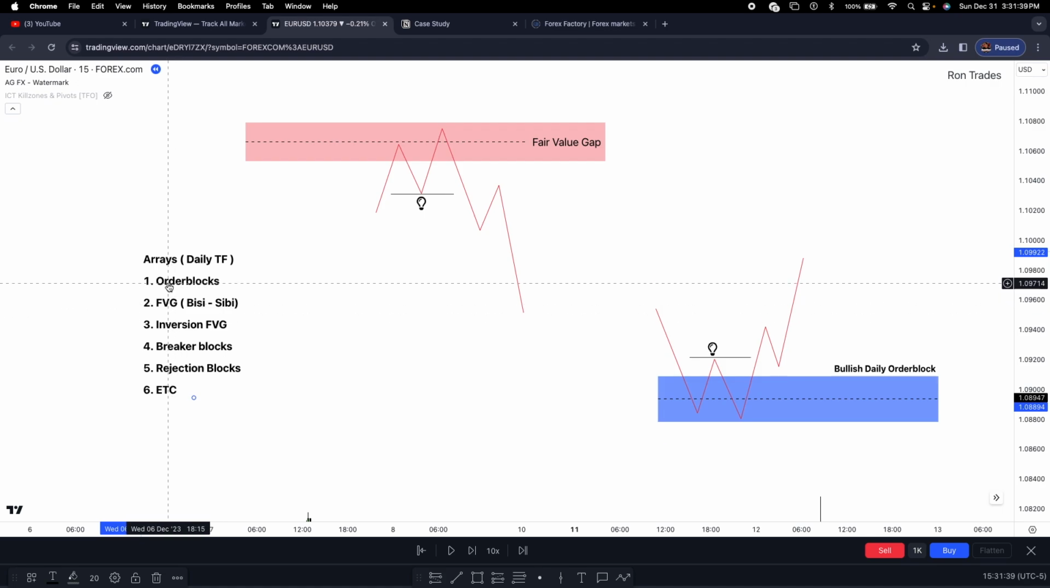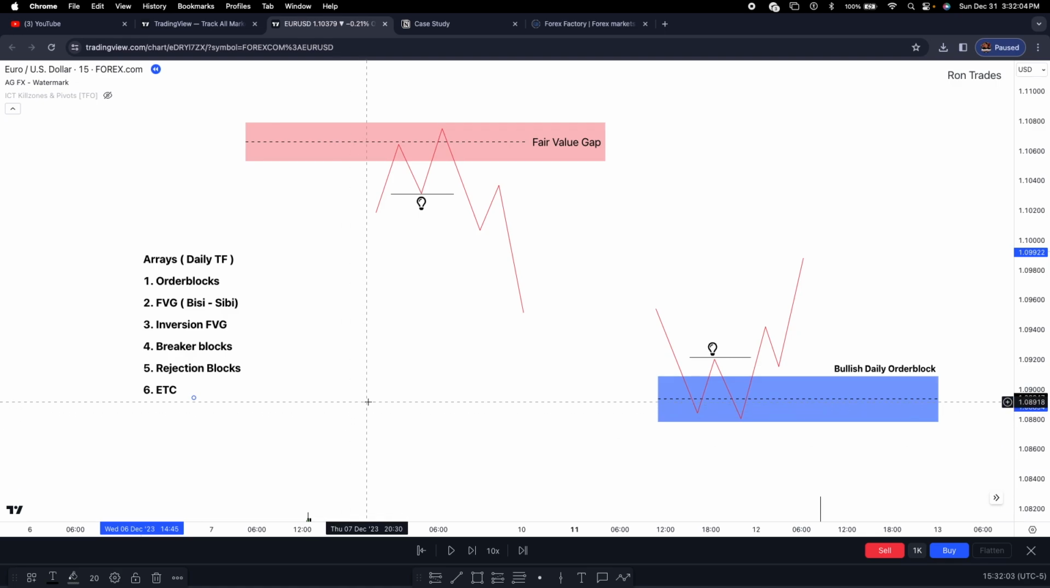So the first array, order blocks. Second, fair value gaps, BISIs. Third, inversion fair value gaps. Fourth, breaker blocks, rejection blocks, and etc. Like I say, everyone has their own gizmos, what they look for, supply and demand, support and resistance, all that good stuff. Look, I use order blocks and fair value gaps on the daily time frame to form a high probability buy or sell day.